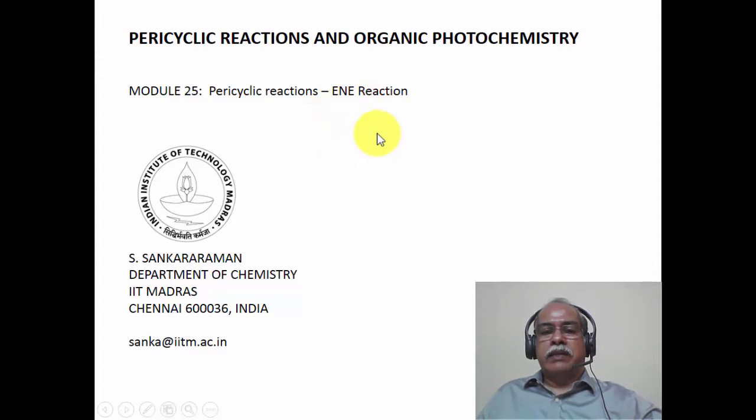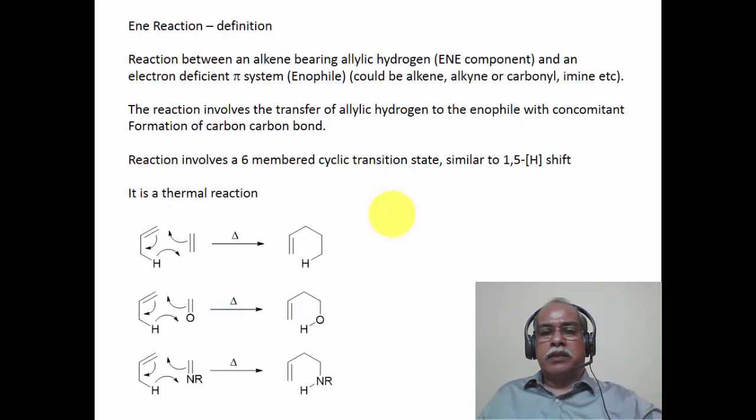Now, ene reaction is a very important reaction in organic chemistry for the simple reason it involves two processes. One is a CH activation process, the other one is a carbon-carbon bond forming reaction. Both CH activation as well as CC bond forming reactions are very vital to organic synthesis, and that is the reason ene reaction is an important reaction. What is an ene reaction?